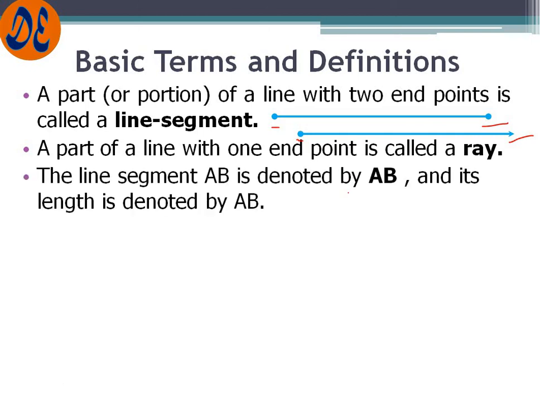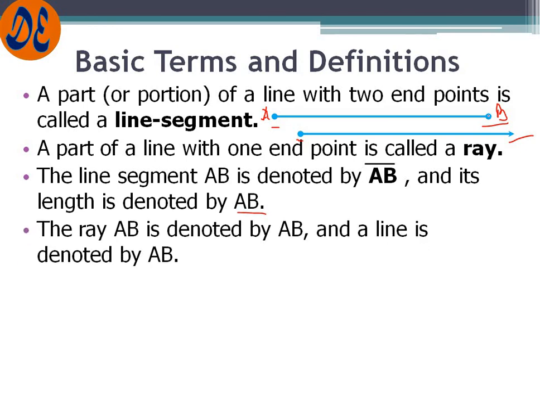Now, when we denote something in mathematics, each and every letter or word that we use should be meaningful. So a line segment is denoted by a bar over the start and end point names. A and B are the names of the two end points. If this is A and this is B, then the line segment AB is written as AB with a bar over it, and the length is denoted by simply AB.